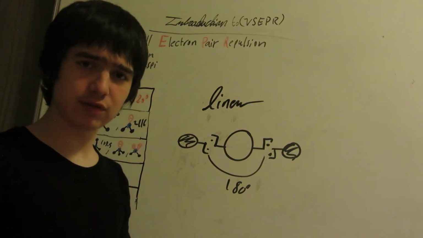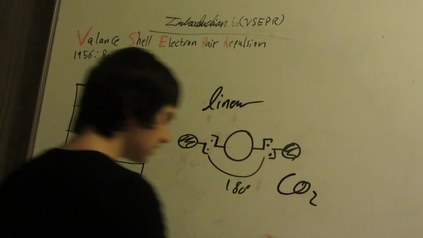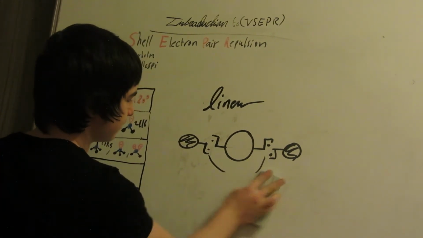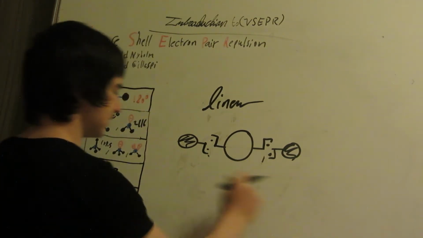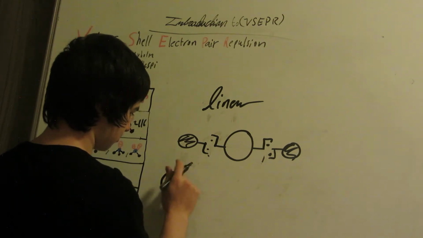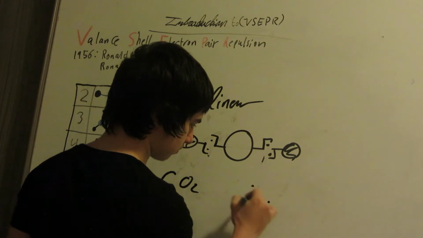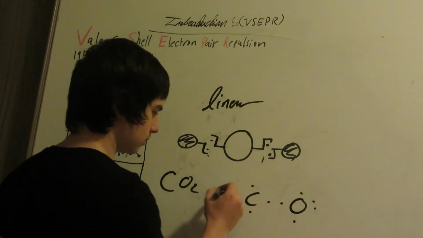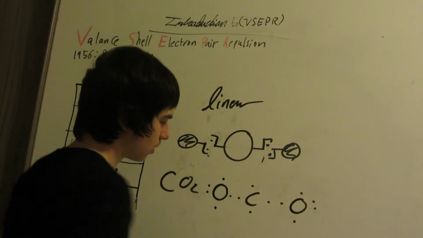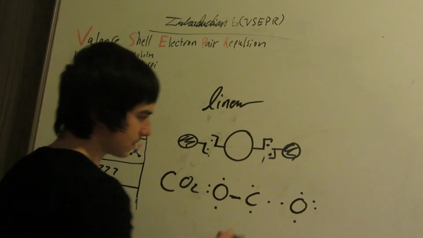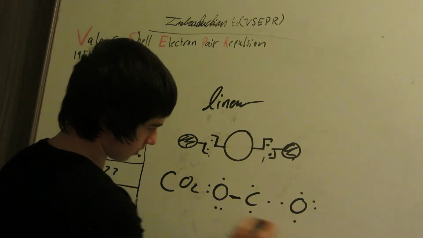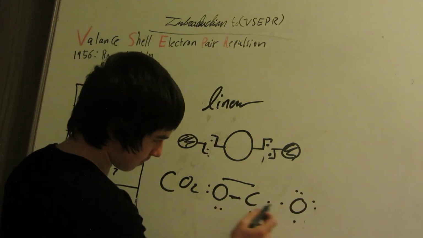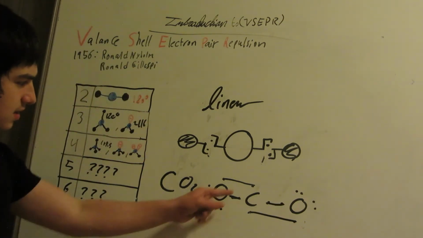As an example, we can take carbon dioxide, CO2. Carbon dioxide has a VSEPR model of linear. CO2 is simply C, and then we have 2 oxygens. We have the first bond, and then the second bond right over here. Then we have another bond right over here and another bond right over here. We can see that there is a double bond right over here.